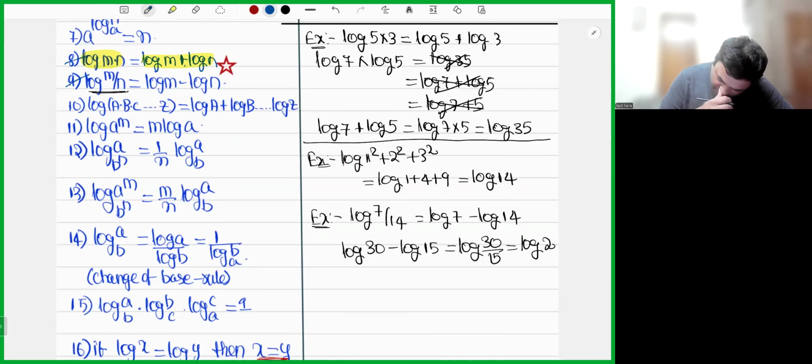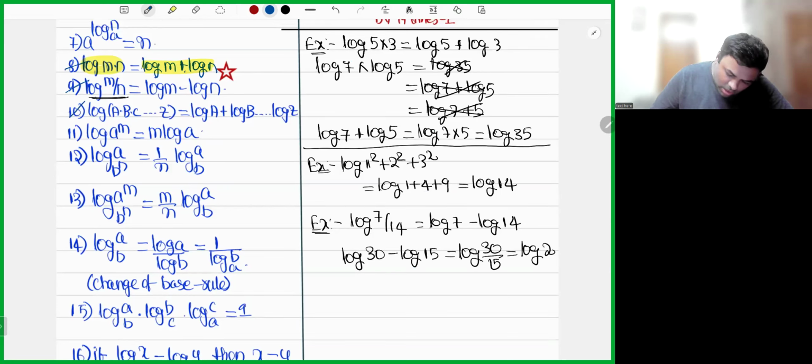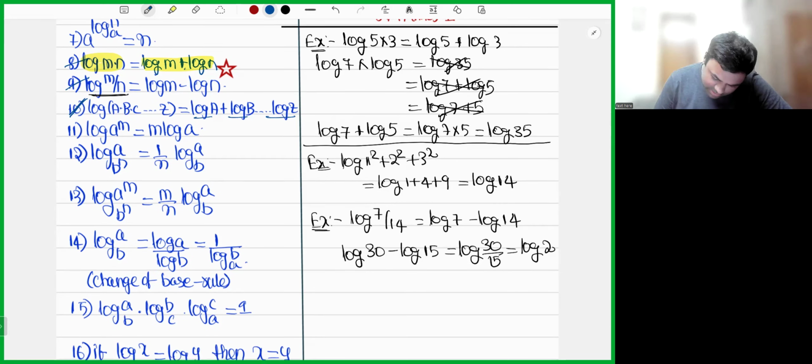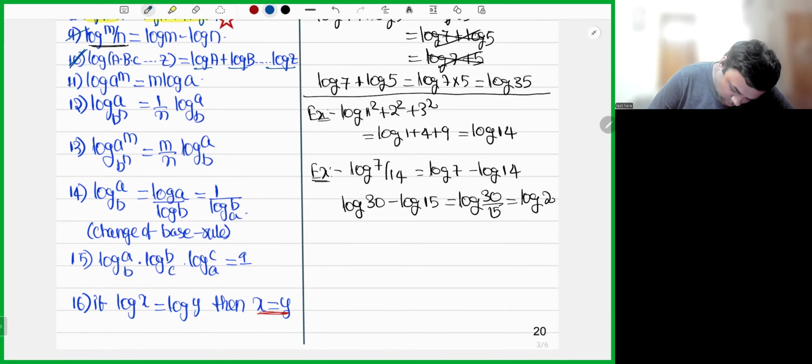Now, 10th point. Log a into b into c, so on till z is given. It is simple. It is log a plus log b plus log c plus log d, so on till log z. Next. See these points 11, 12, and 13. All the three are important.